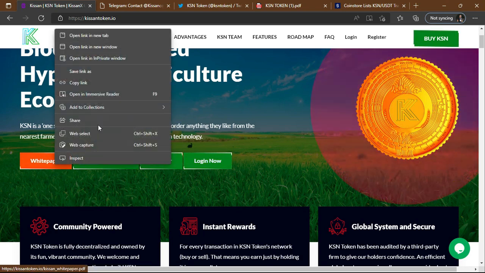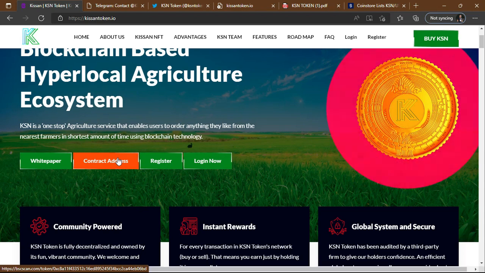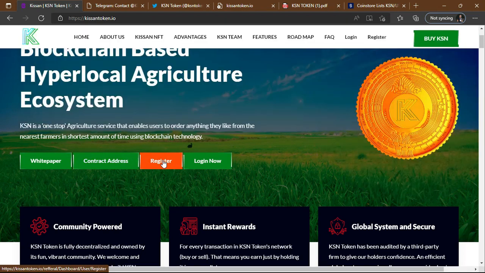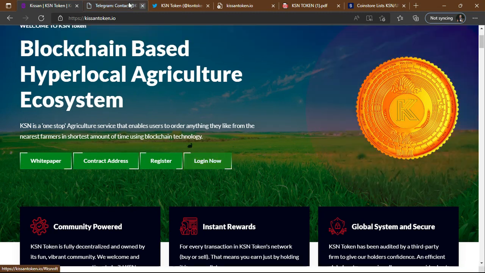As you can see, there is the white paper. We're gonna take a fast look at it, of course. The contract address, which is built on the Binance Smart Chain. You can register to the website, and you can log in now if you already have an account.